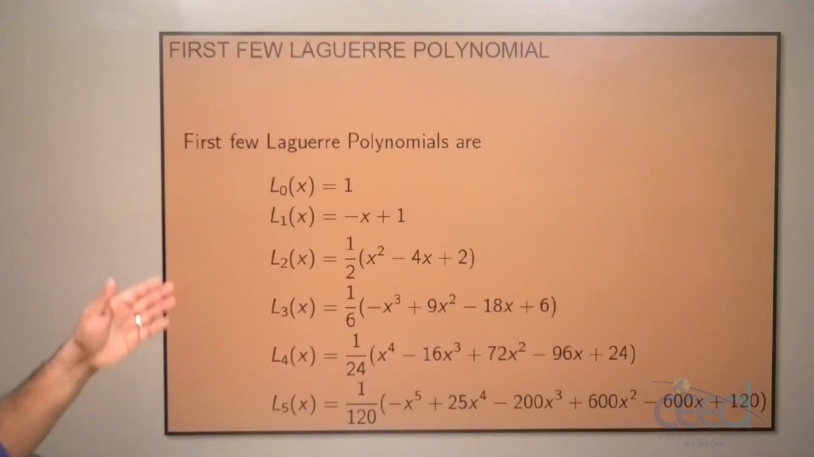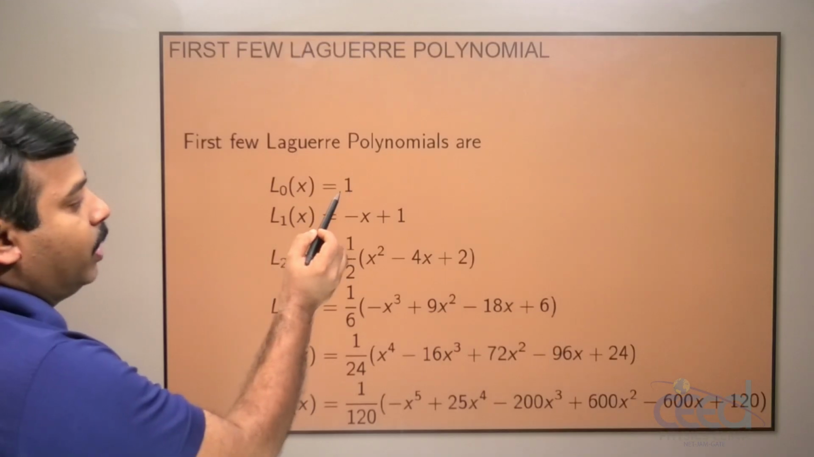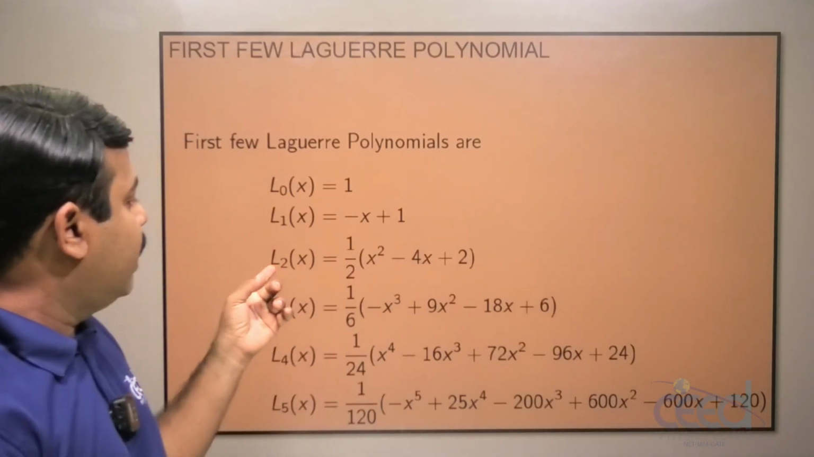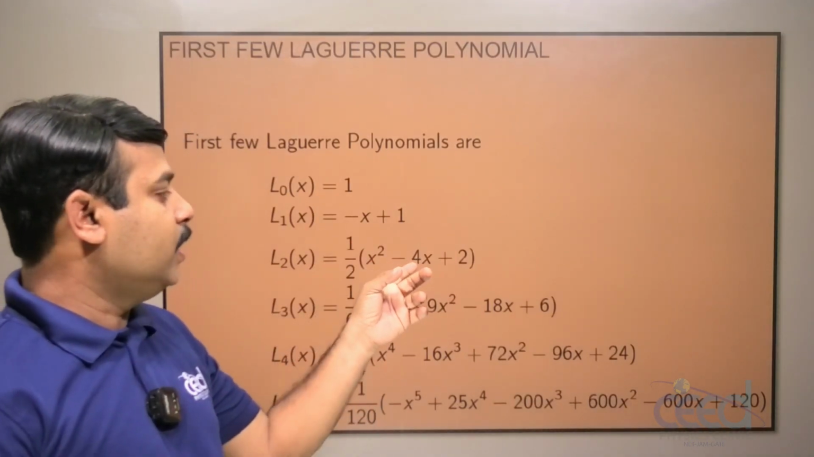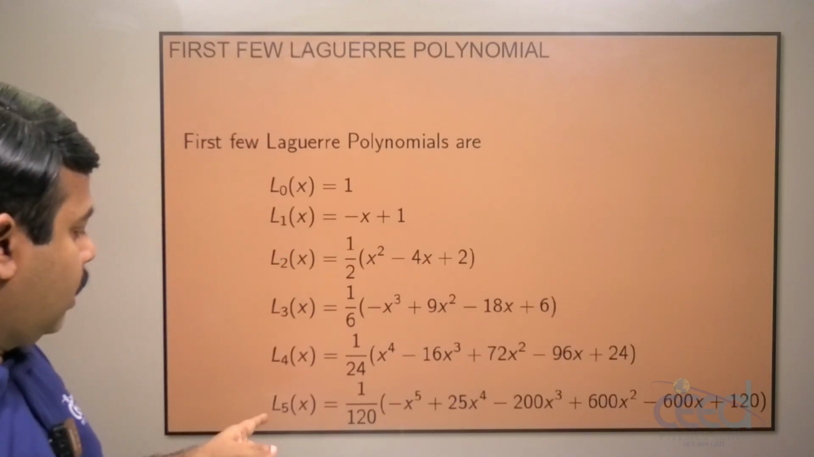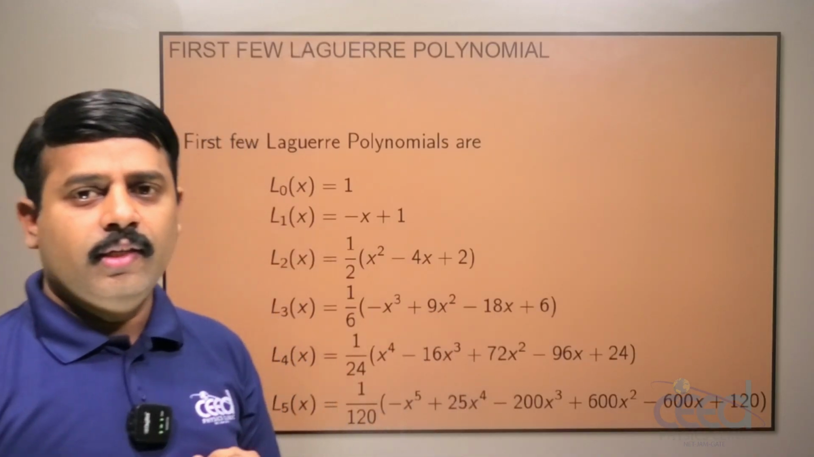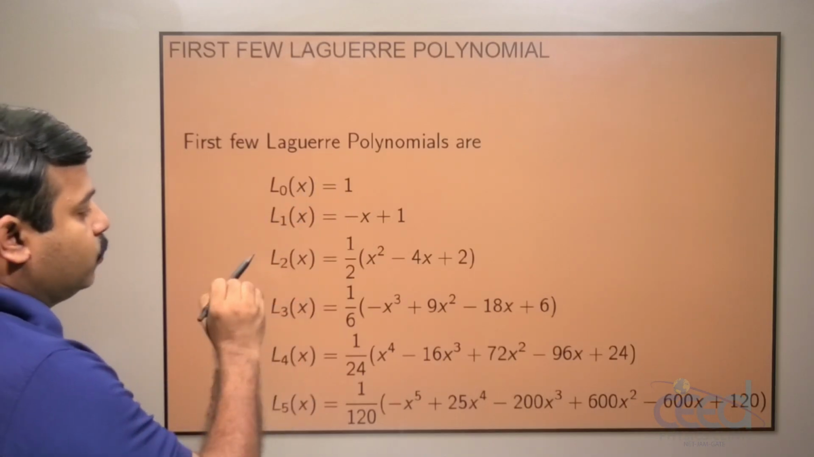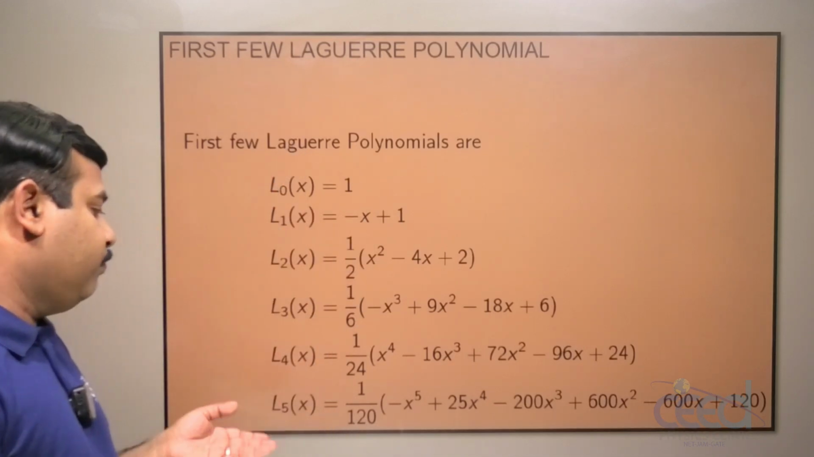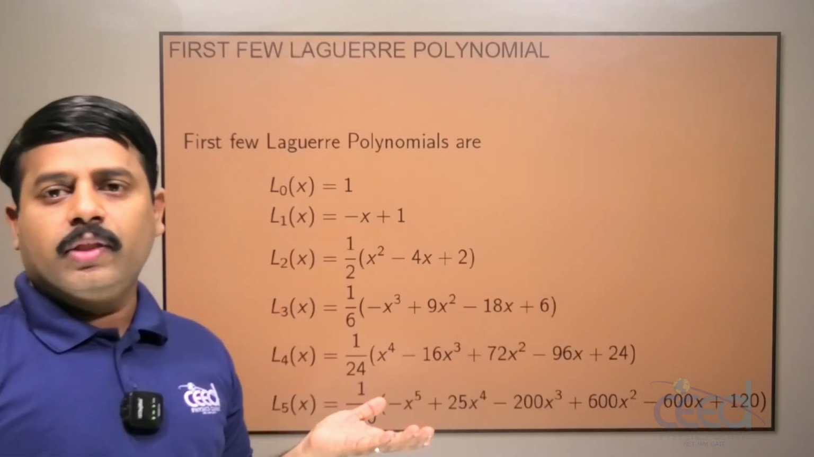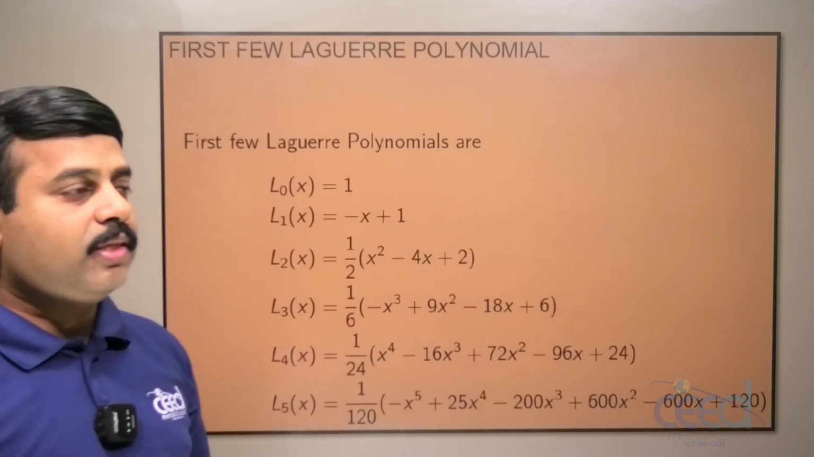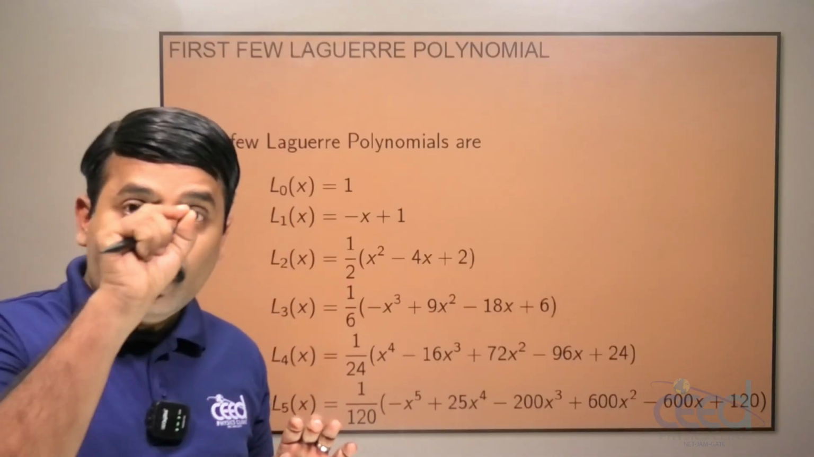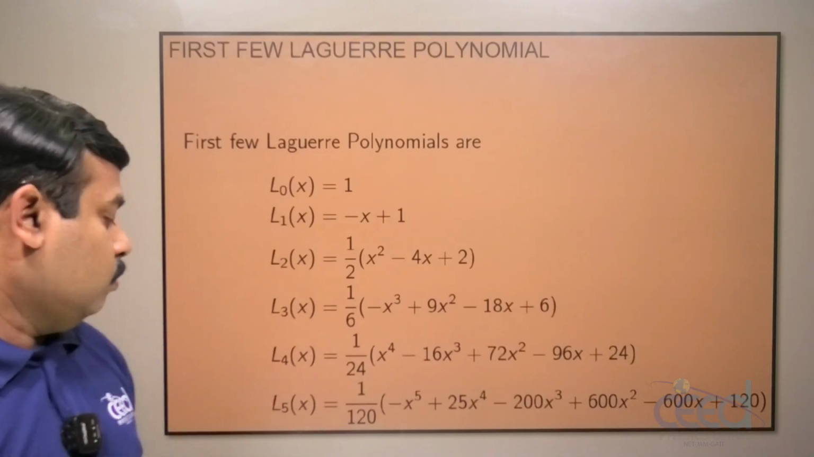Now, here I have shown some values. L0 of x we solved and got 1, and L1 of x we solved, that gives minus x plus 1, and L2 of x is 1 by 2 into x square minus 4x plus 2, and so on, up to L5 which I mentioned here. Up to this you have to know by heart, the L0, L1, and L2 values. And if L4 is asked in an examination, you have to use the summation of r equal to 0 to n equal to 4.